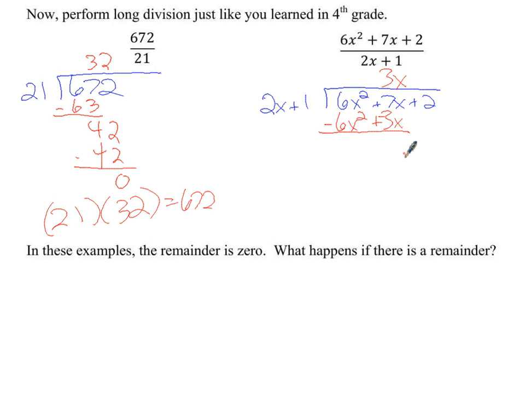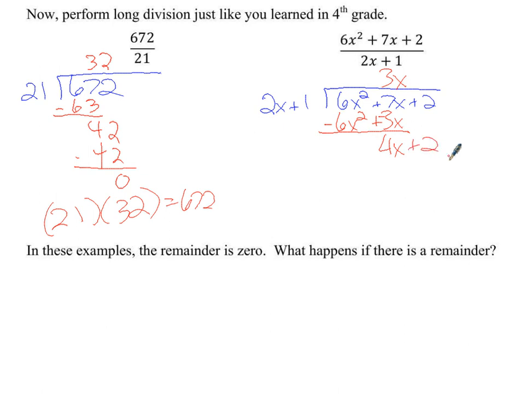So 6x squared minus 6x squared is 0. It's gone. 7x minus 3x is 4x. So I write down the 4x just like I wrote down the 4 over here. And then what do I do? Drop down the plus 2. So you automatically already kind of understand how to do this problem. We drop down that last term.